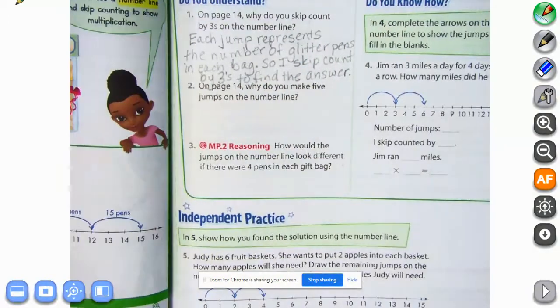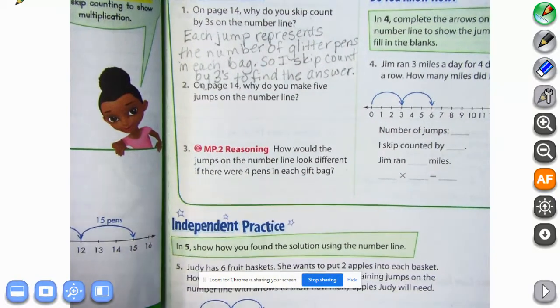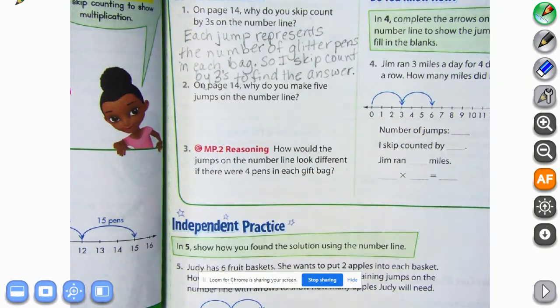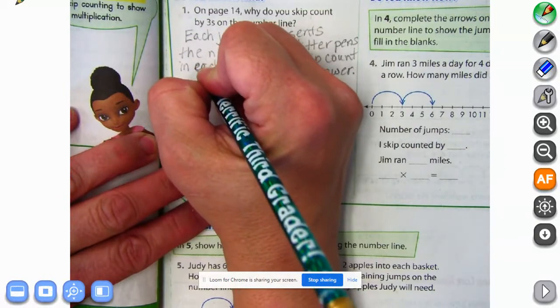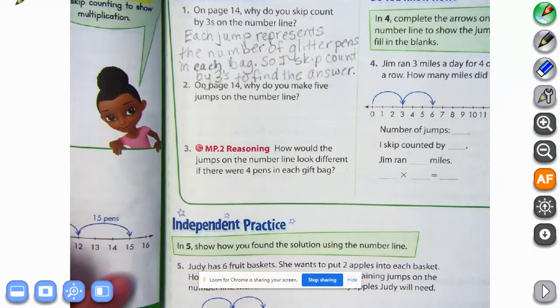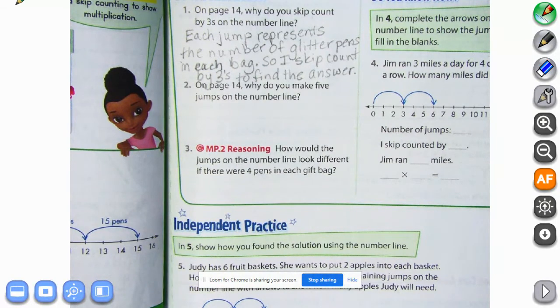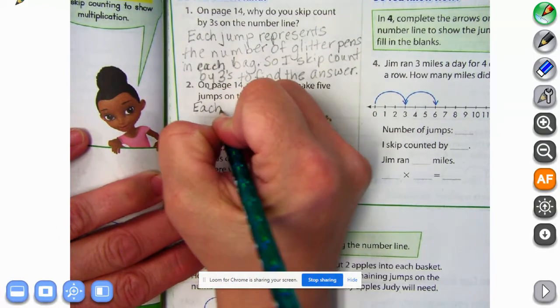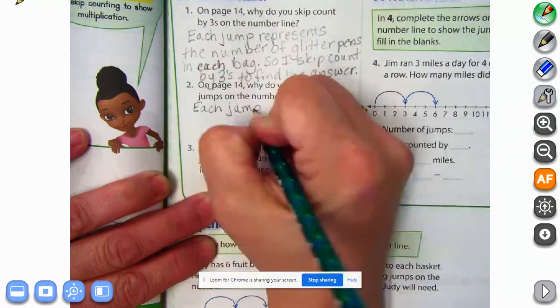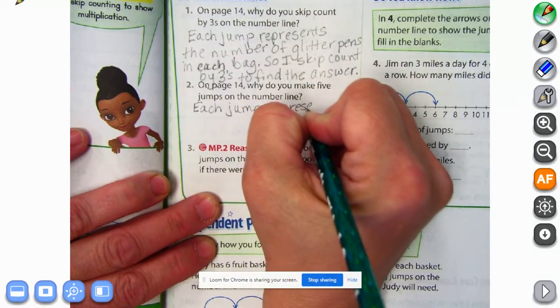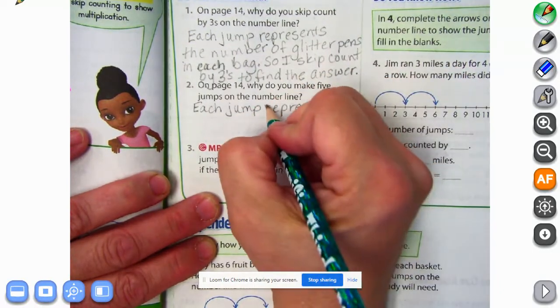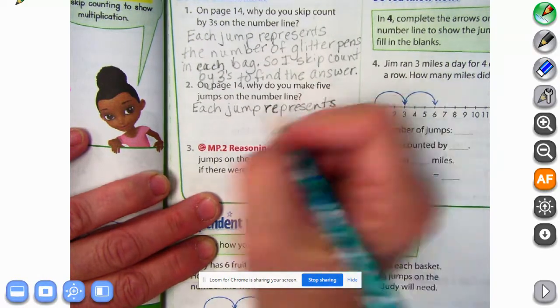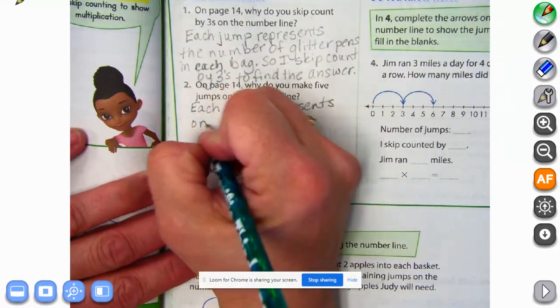Okay, you can go ahead and pause that if you need to so that you can see that. Make sure that's dark enough. There you go, you can see that a little better. All right. So why do you make 5 jumps on the number line? That's because each jump represents 1 gift bag.